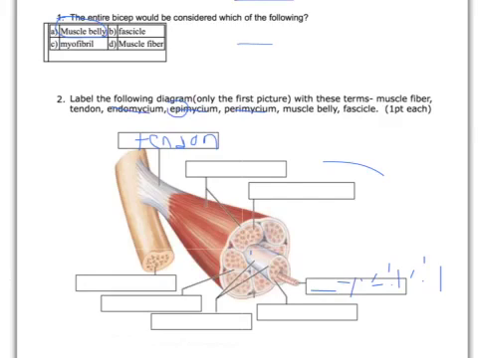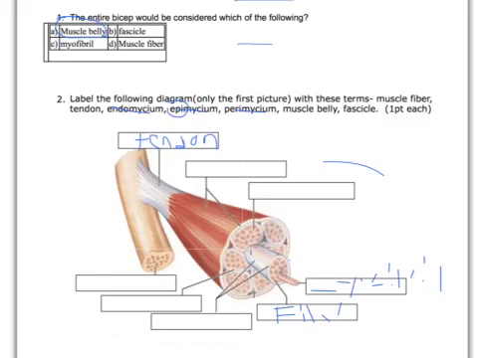Don't get too worried about what it's pointing at. As long as you know what you're looking at, I'll make sure on the test it's clear. On study guides I don't worry about it as much, because I'm not really assessing it. So this structure is a fiber, a muscle fiber.